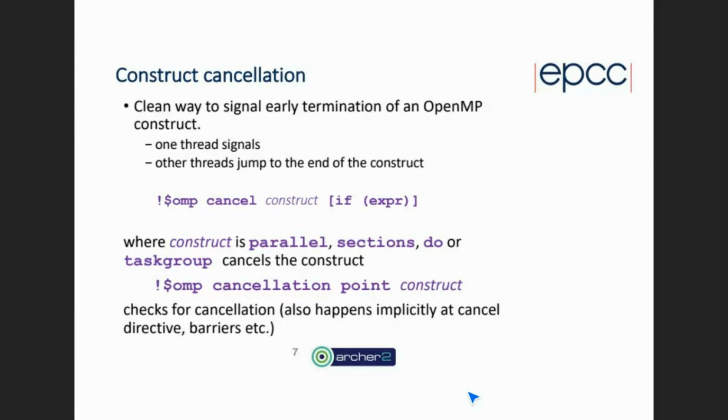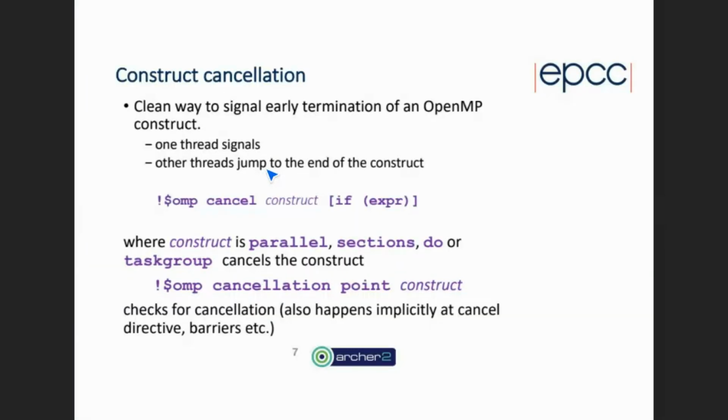It can be quite awkward to do. You can code it yourself, but it's messy. So this is a convenient way of doing that. The idea here is that one thread is going to raise a signal at some point, and as soon as the other threads observe that signal, at various points in the program where they look for it, they will jump out of what they're doing and go to the end of the construct.